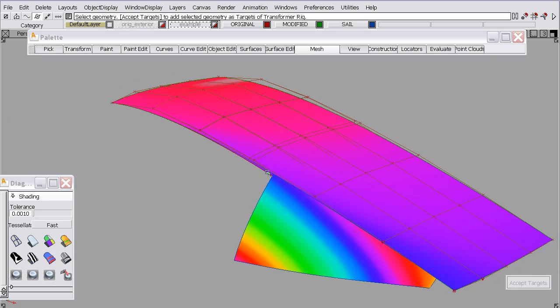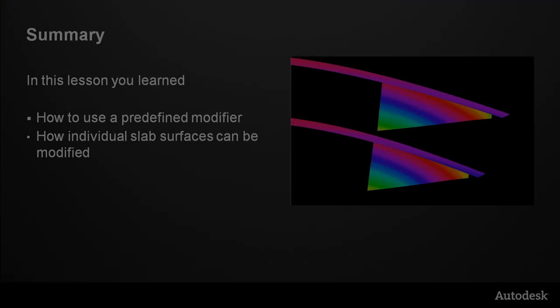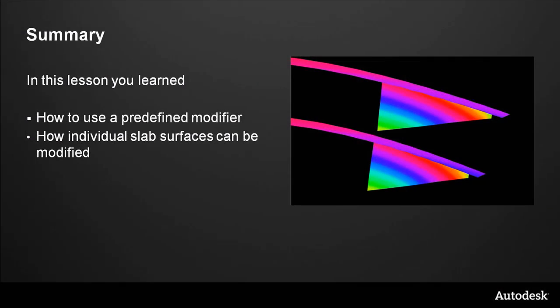That is using a predefined modifier to create an individual surface change. In this lesson, you learned how to use a predefined modifier and how individual slab surfaces can be modified.